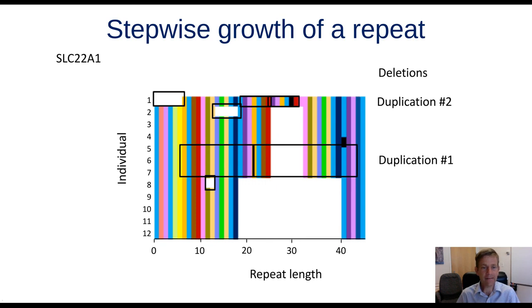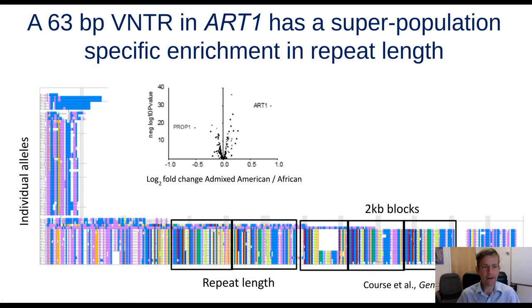And then finally, using whole genome sequencing, we could actually identify regions with much larger and much more complex repeats that differed in length by hundreds of repeat copies. To do this, we took a look at short read sequence data and identified repeats that were much longer in, for instance, African samples versus admixed American samples. Prop1 is an example of a repeat that, in this case, is longer in African samples. Art1 is a repeat that, on average, has a much longer length in admixed Americans.